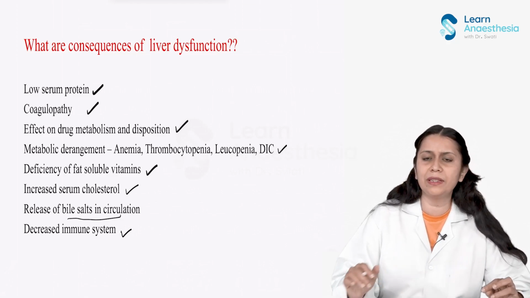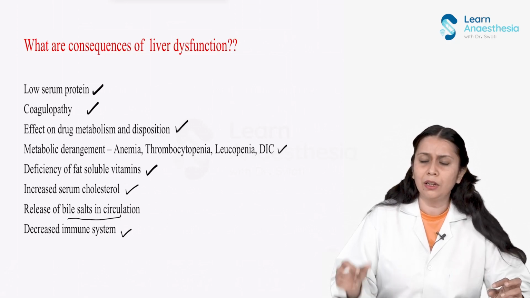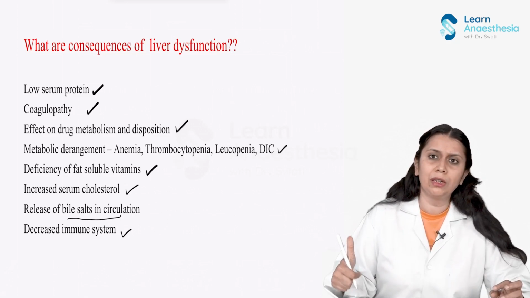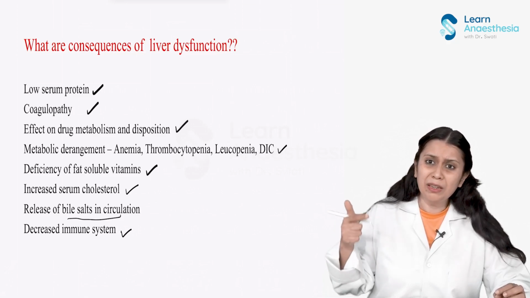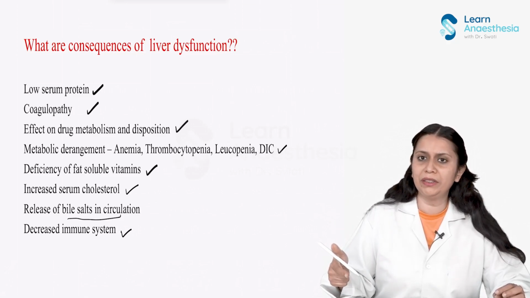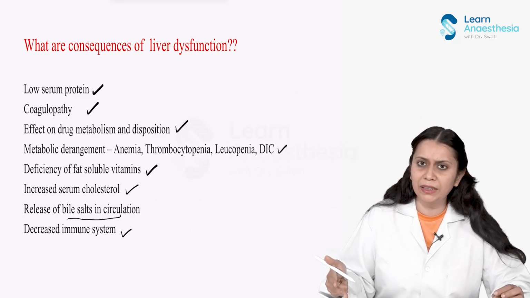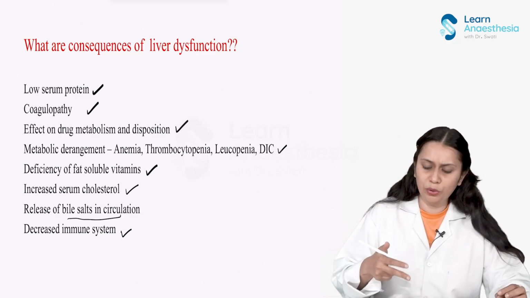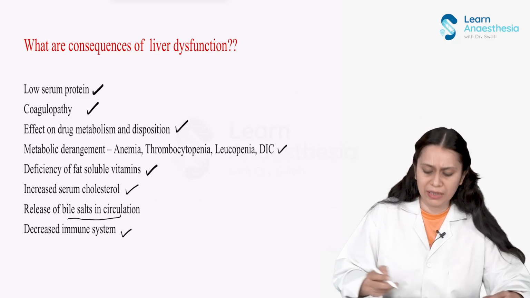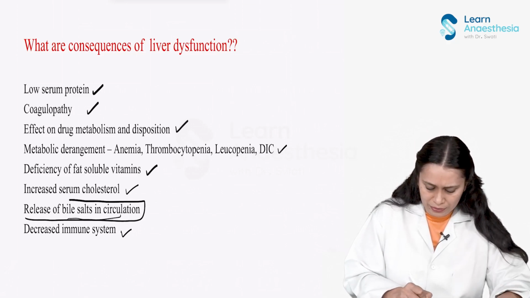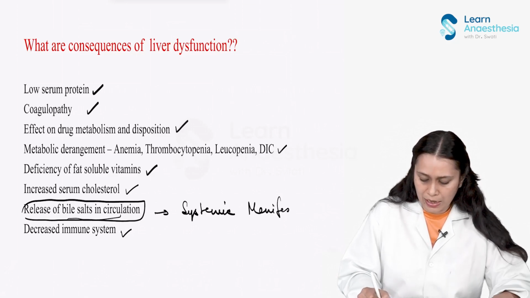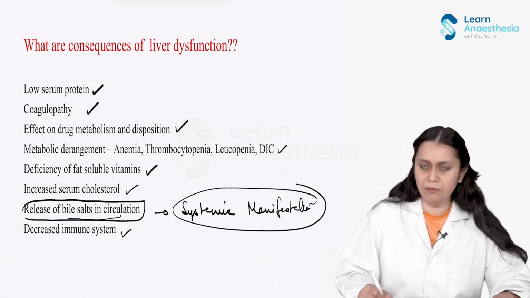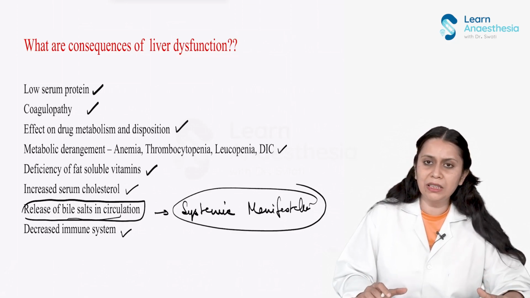So these would be the consequences of liver dysfunction, right? Immunity of the patient will be deranged. Important fat soluble vitamins will be deficient. Metabolic function of the body would be deranged. Metabolism of drugs would be affected, right? And low serum protein, coagulopathy, and release of bile salts in circulation. This is an important point. It can cause systemic manifestations, which we will discuss. On two systems this manifestation is more: cardiovascular and renal.